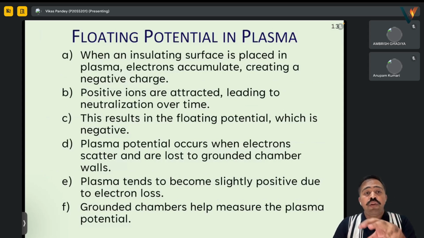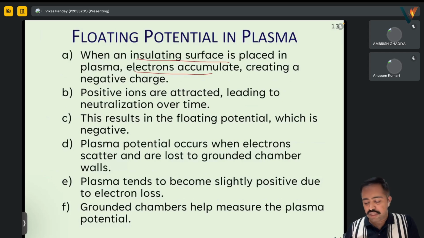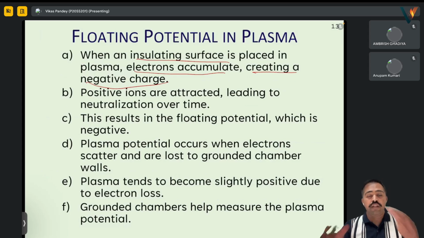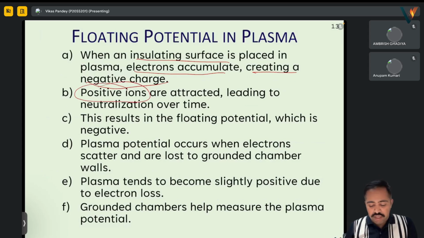So what is the role of this floating potential in plasma? We saw that when an insulating surface is placed in plasma, electrons accumulate, creating a negative charge. Due to this, the positive ions will get attracted, leading to neutralization over time. As such, the floating potential, which is negative in nature, will form.